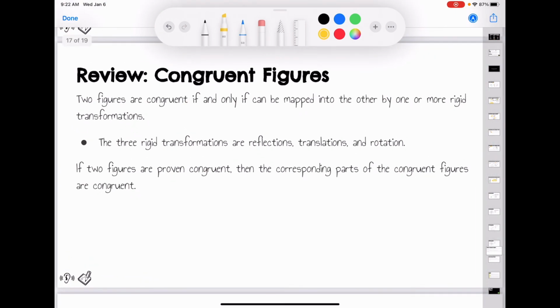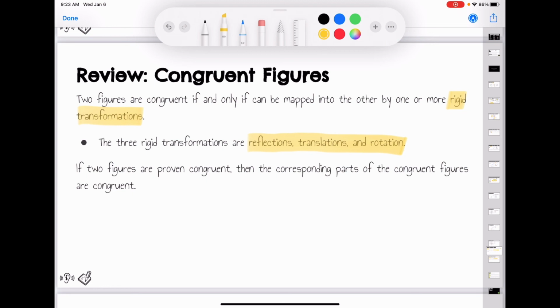Well, we learned that two figures are congruent if and only if they can be mapped onto the other by one or more rigid transformations. So the transformations must be rigid, the angle and the length must be preserved in order for two different shapes to be congruent. Okay? The three types of rigid transformations we have are reflections, translations, and rotations. This means that dilations are not included, which is what we saw. So a dilation would be a non-rigid transformation, meaning that it would affect the congruency of the figure.